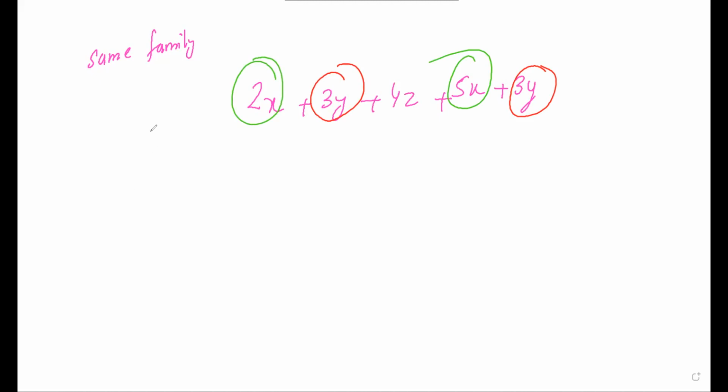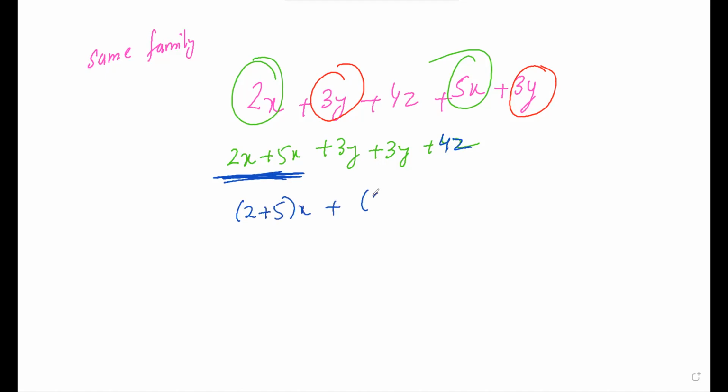So let us bring all the families together. 2x plus 5x. And then you have 3y plus 3y. But 4z doesn't have a partner. Let me keep 4z with a different color so that you know that this is all alone. I cannot touch this. Just write the numbers and put the X. Just write the numbers and put Y. It can be even 4 numbers, 5 numbers, I don't care. I just bring all the family members together.